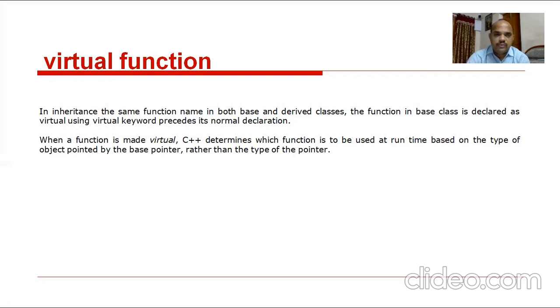Clear? How many ways to form a question of the same concept? What is a virtual function? What are its rules? Explain with an example. Or explain about runtime polymorphism with an example. Clear? In the inheritance, the same function name in both base and derived classes. The function in base class is declared as virtual using virtual keyword, which precedes its normal declaration.